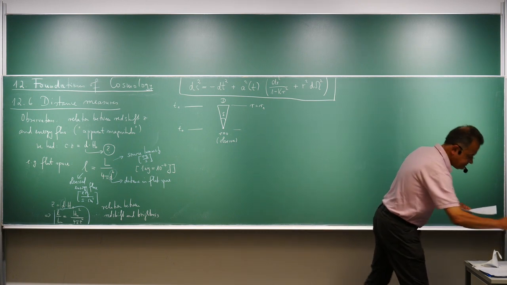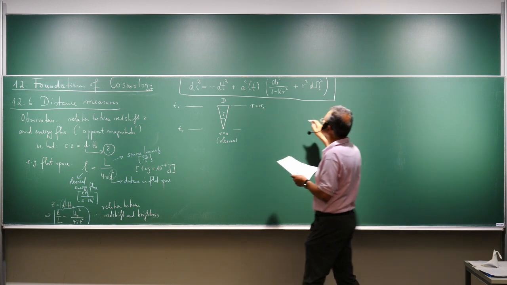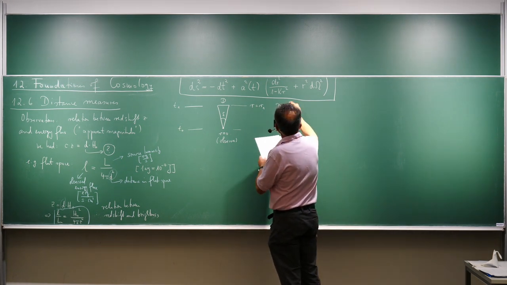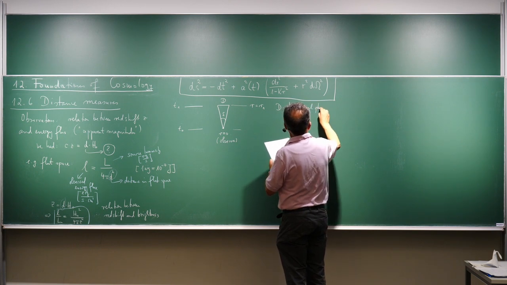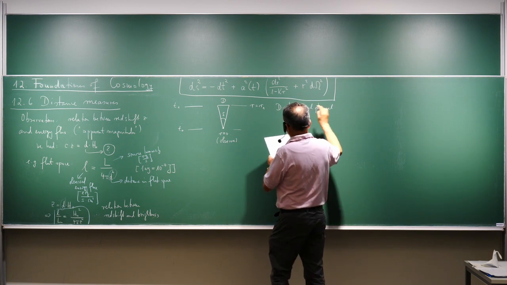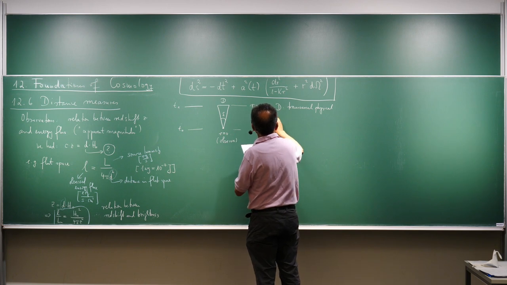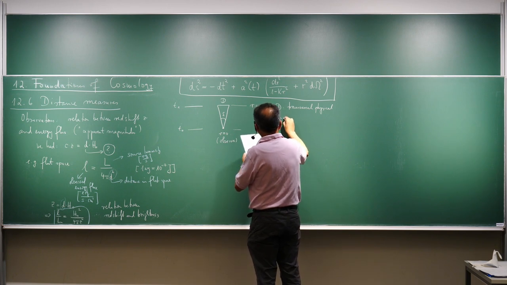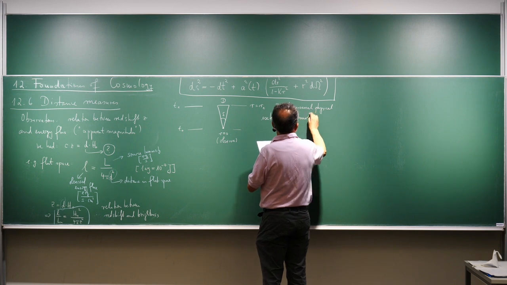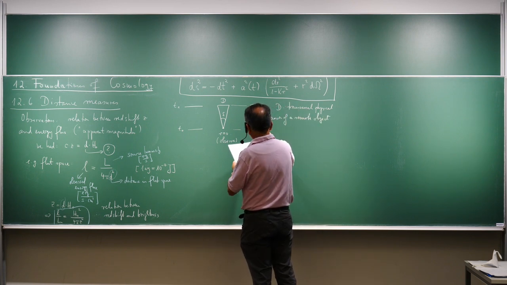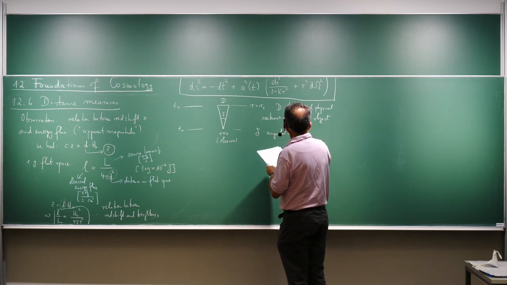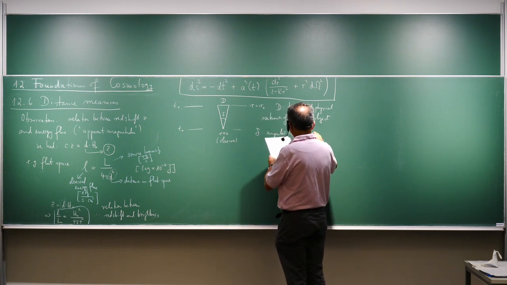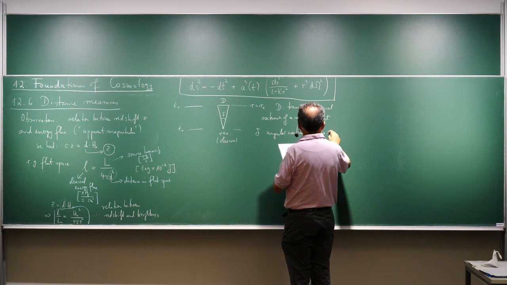So d is the transversal physical extension of a remote object, and delta is the angular extension of the object. Now that's what we can measure astronomically.